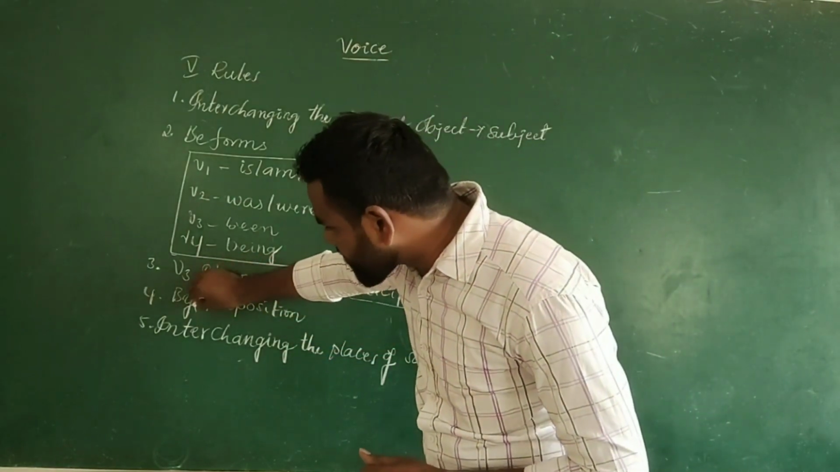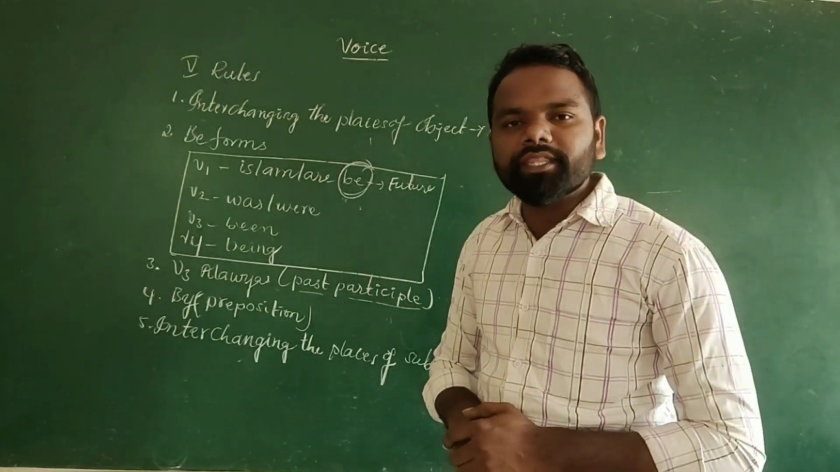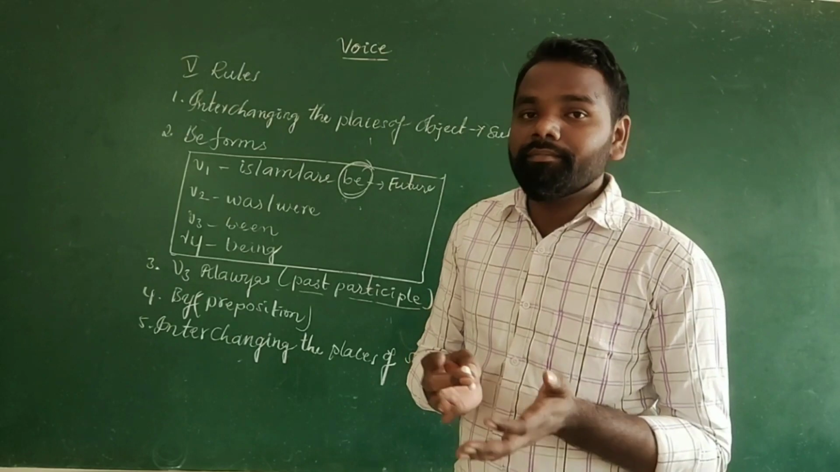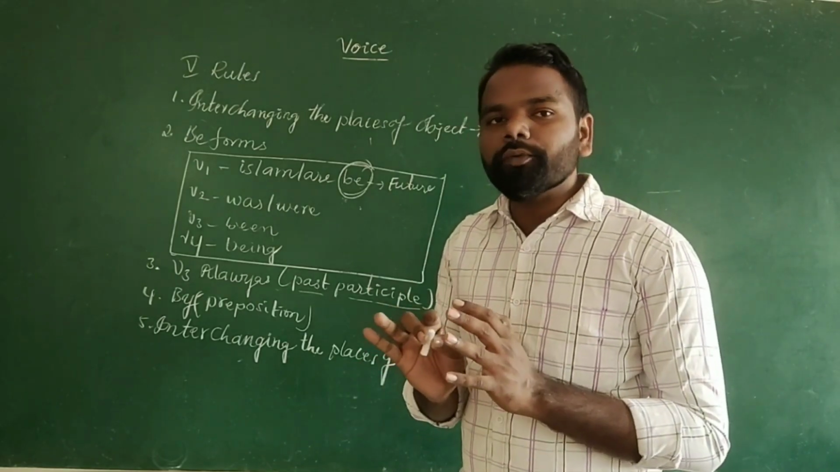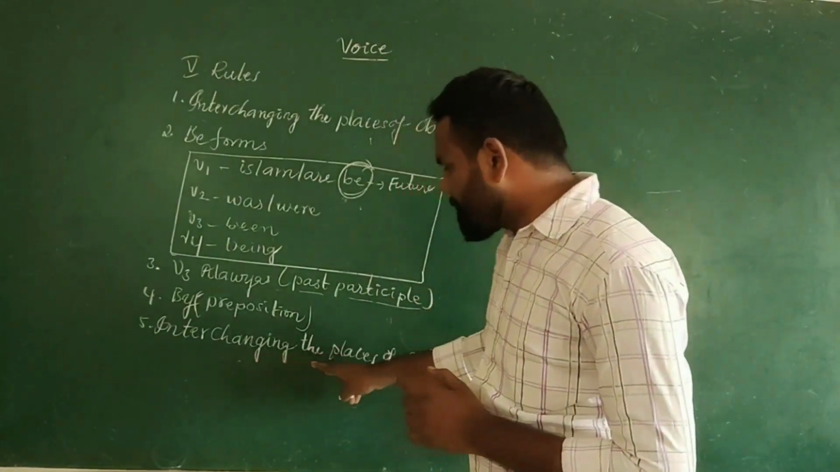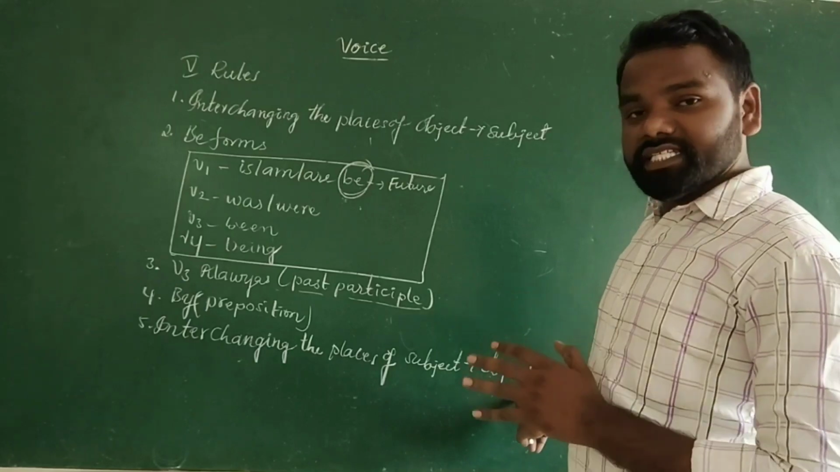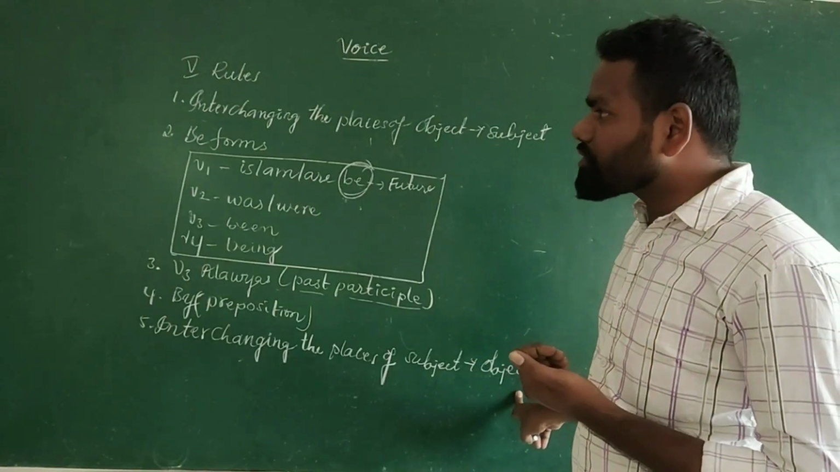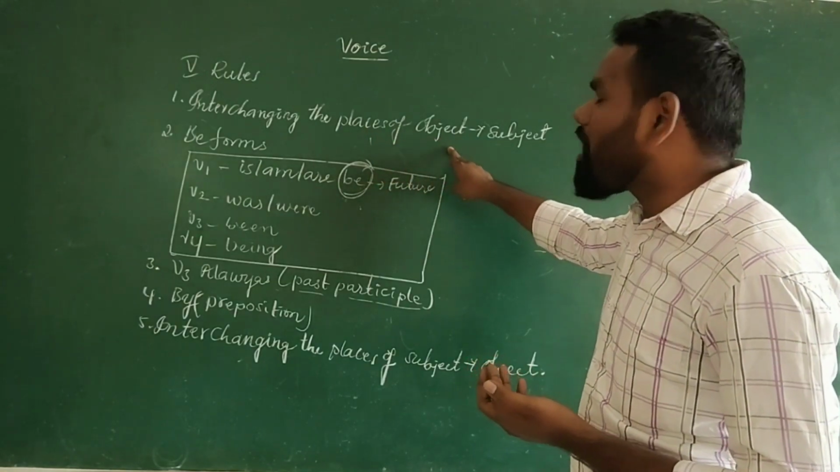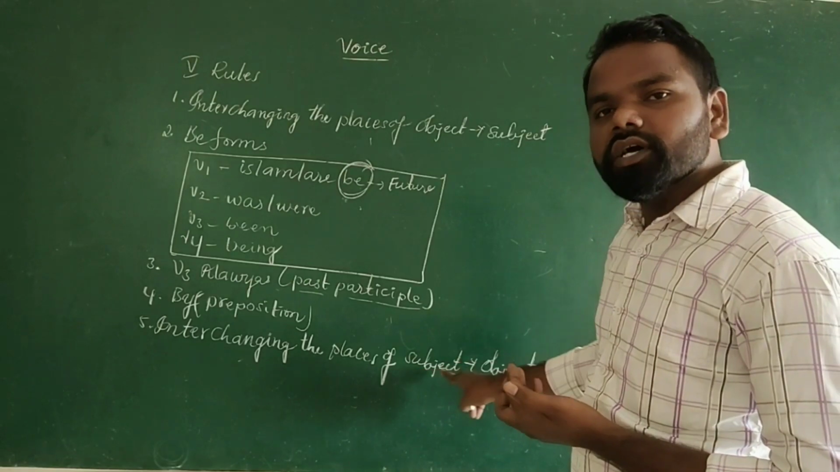And the fourth step is the preposition by. It is called a preposition, and we should keep that in mind. Sometimes by may not come, and there is no problem with that. And the final step is to interchange the place of subject to object. The first step was interchanging the place of object to subject, and now here it is subject to object.